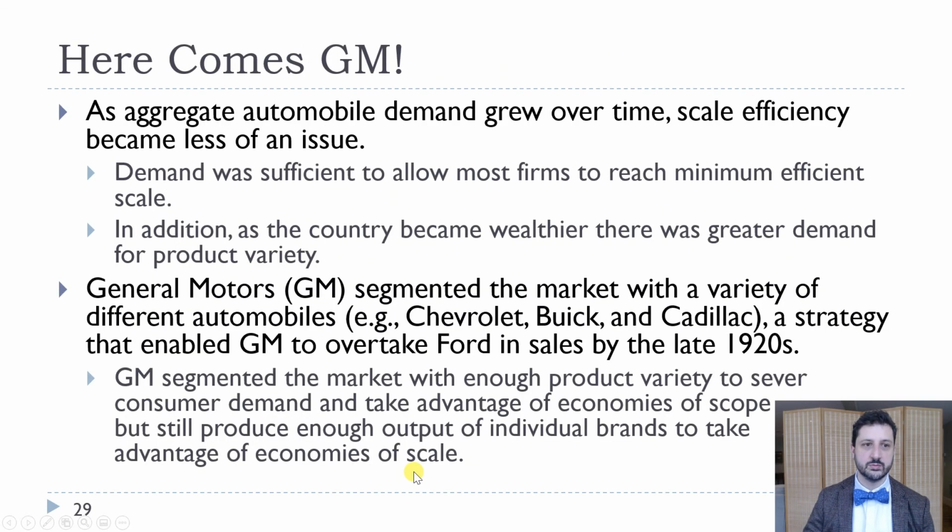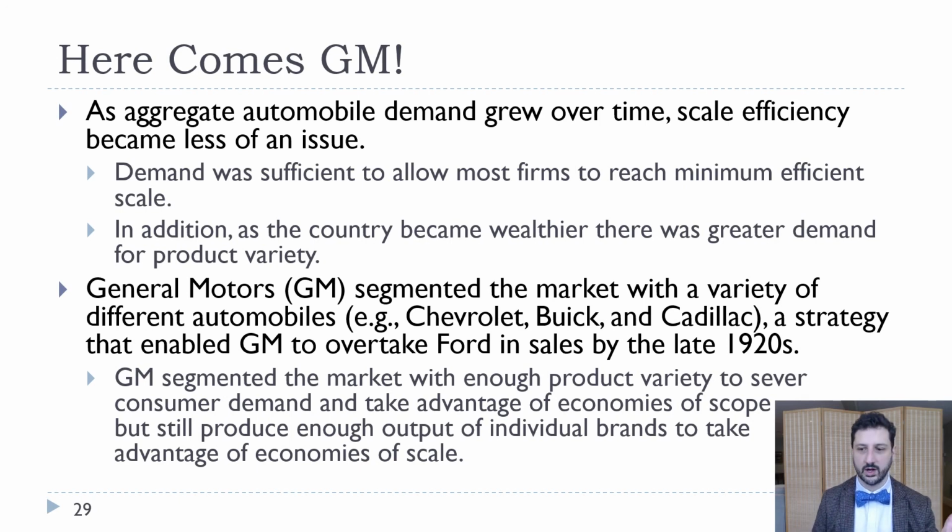But one of the problems was that they were all the same, right? So a Model T was a Model T was a Model T, and they were all black, and they were all kind of boring. And so as income grew in the 1920s, that sort of scale efficiency became less of an issue, right? So you can think of, all right, the minimum efficient scale was such that more firms could reach it. And then GM basically said, all right, we're going to segment the market.